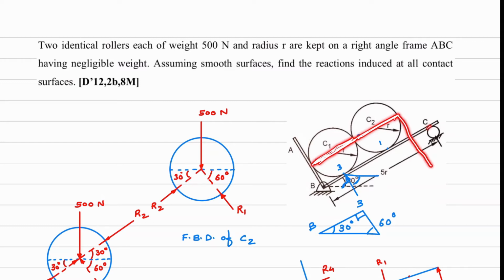So what will be the remaining distance? This distance will be only r. Why? Because total is 5r. So 2r plus 2r plus 1r will give 5r.